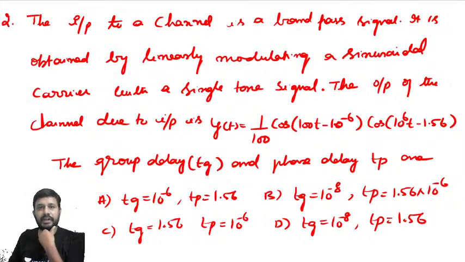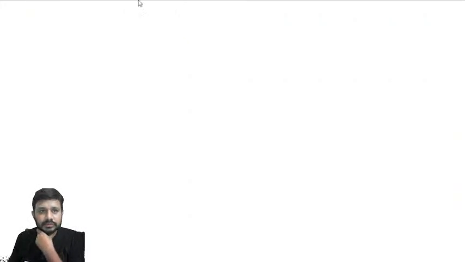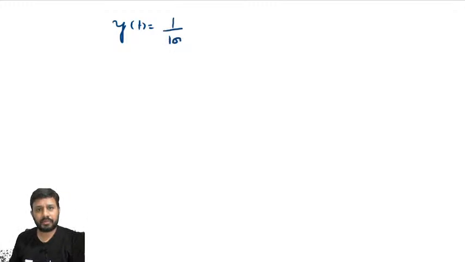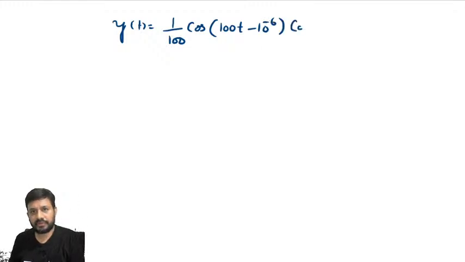Let me try. What is y of t? Very simple. y of t is 1 by 100 cos of (100t minus 10 power minus 6) cos of (10 power 6 t minus 1.56).